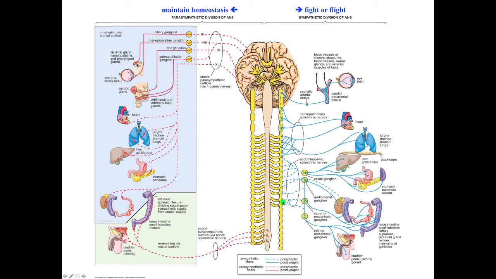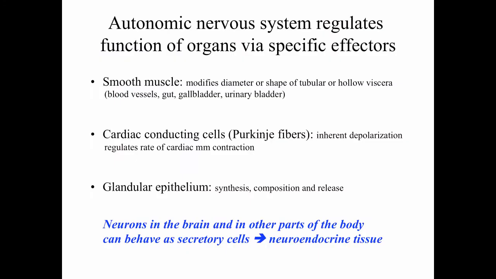And as I said, I'm not going to spend any time in our course here going over these. This is just for your information to help you integrate and put things together from what you've already talked about a little bit in anatomy and what you will talk about in much greater detail later in your training. I think, as we appreciate, though, the autonomic nervous system does regulate the function of organs by specific effectors.